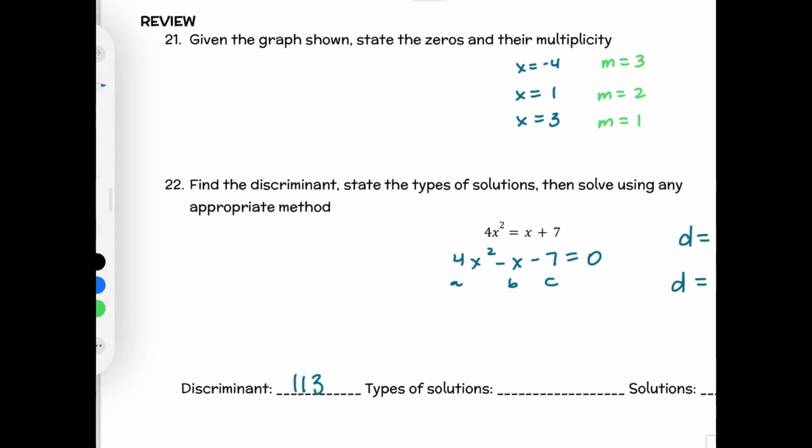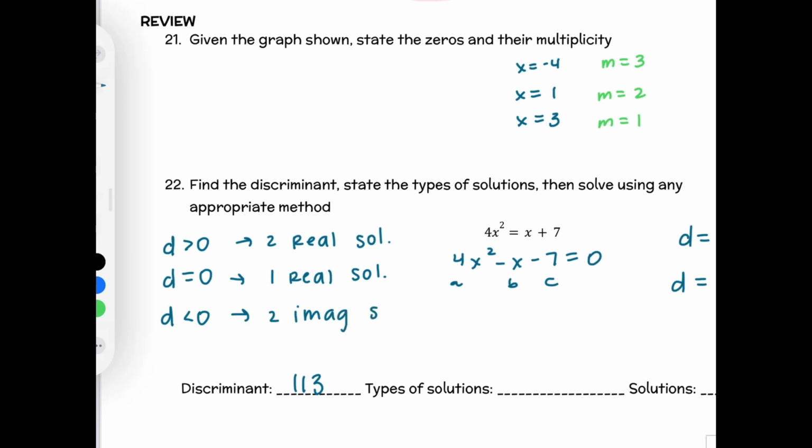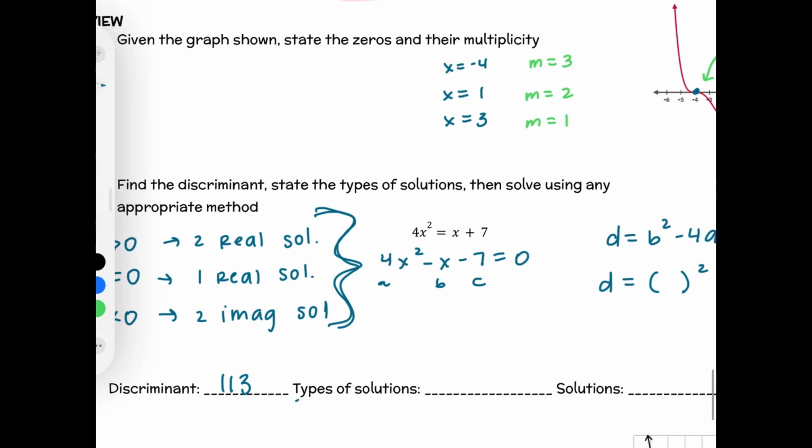So types of solutions. I'm going to write this. So your discriminant, if it's greater than 0, then you have 2 real solutions. If your discriminant is equal to 0, then you have 1 real solution. And if your discriminant is less than 0, then you have 2 imaginary solutions. Okay? This is really important to know for your test. You'll only have one review question like this, but highly recommend you look at this and study that. Remember that. So you tell me the types of solutions and then you solve.